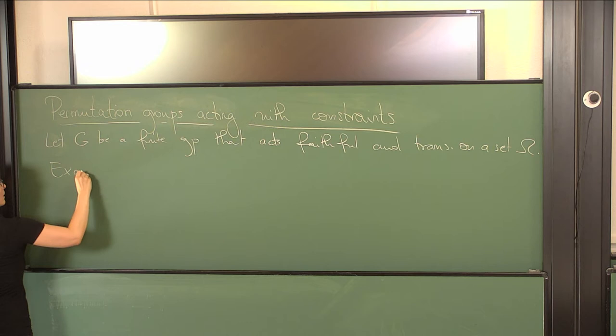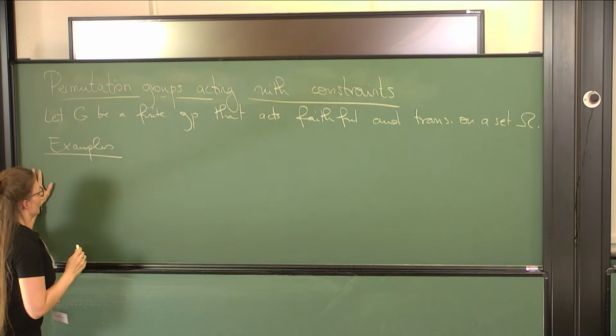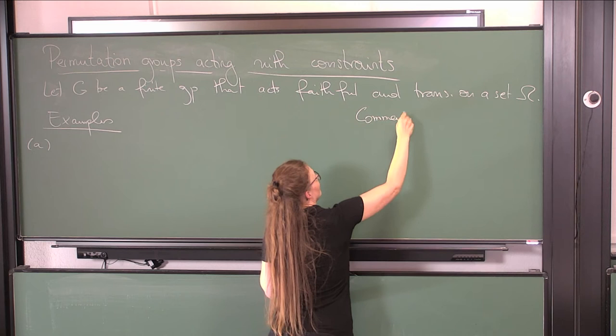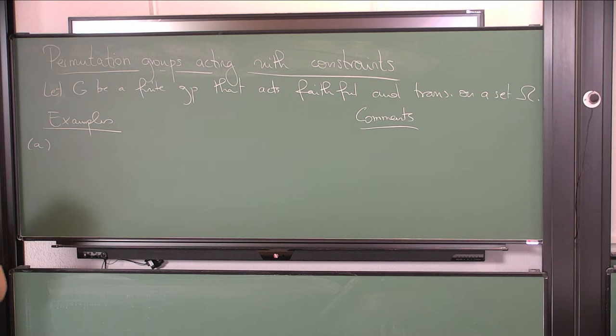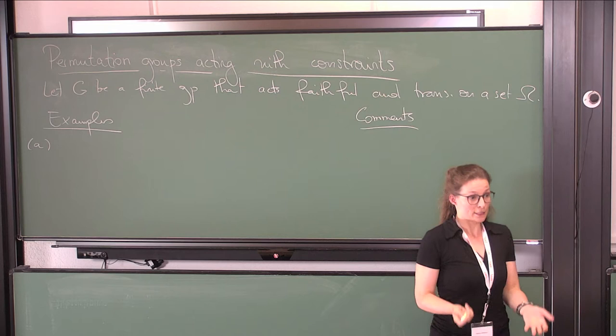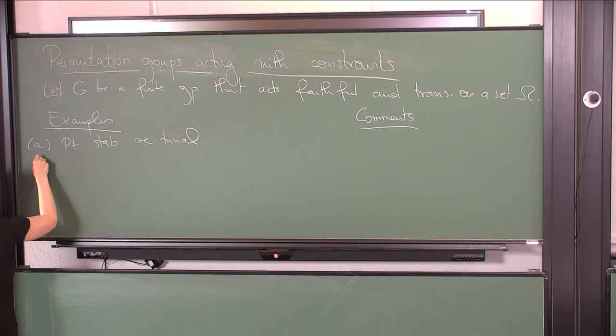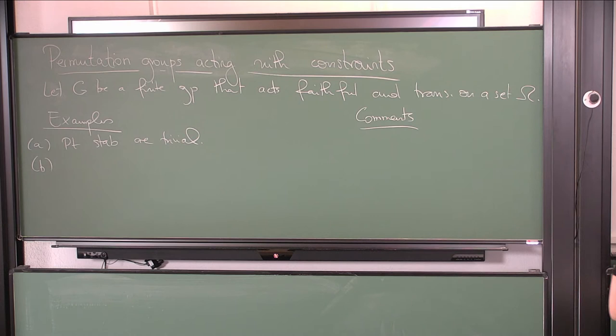So what do I mean by constraints? Let's have examples and comments. I like that. Comments over here. So my first example is that the group acts and hence the letters are true. That's a constraint, right? What else could we do? We could say that point stabilizers are non-trivial, but two-point stabilizers are trivial. That's another constraint.